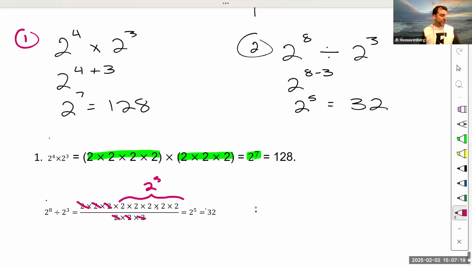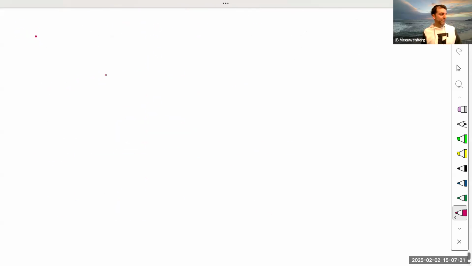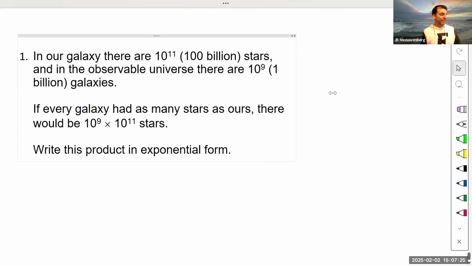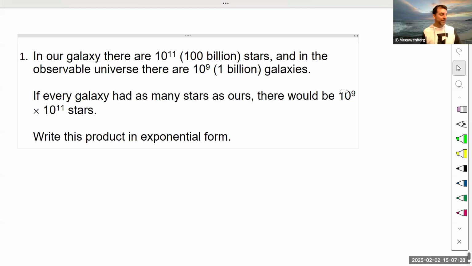We got 3 questions that are all connected to each other. This is kind of fun. So in our galaxy, there are 10 to the 11th, or 100 billion stars. And in the observable universe, there are 10 to the 9th, or 1 billion galaxies. If every galaxy had as many stars as ours, there would be 10 to the 9th times 10 to the 11th stars. So write that product in exponential form.